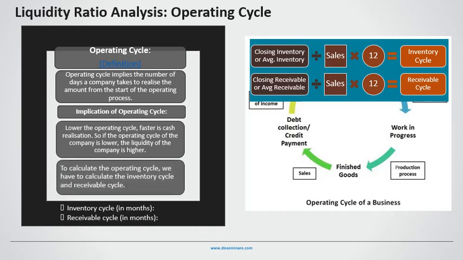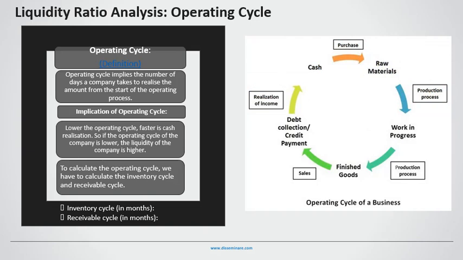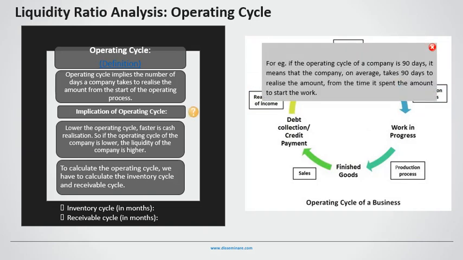To calculate the operating cycle, we have to calculate the inventory cycle and receivable cycle in months. The operating cycle is calculated by adding the inventory cycle and the receivable cycle. For example, if the operating cycle of a company is 90 days, it means that the company, on average, takes 90 days to realize the cash from the time it spent the amount to start the work.